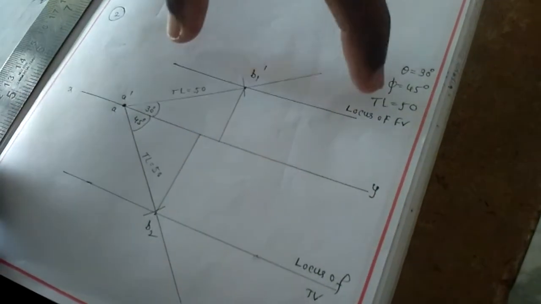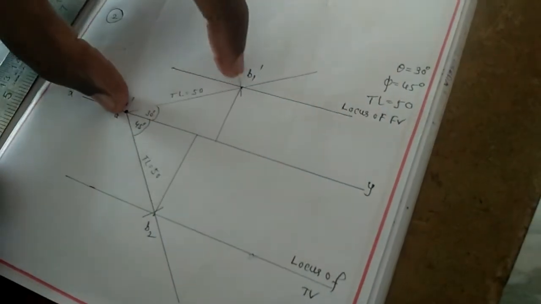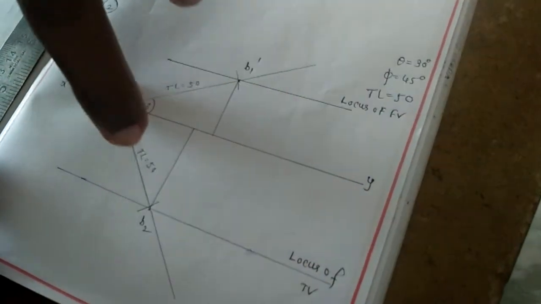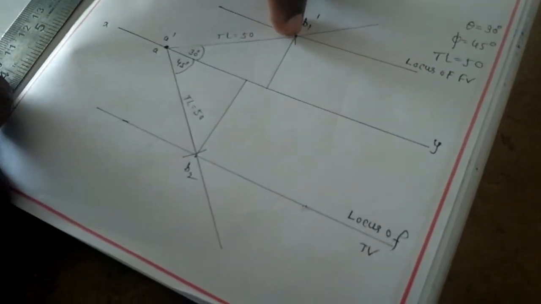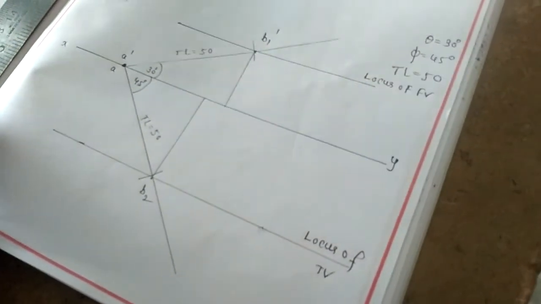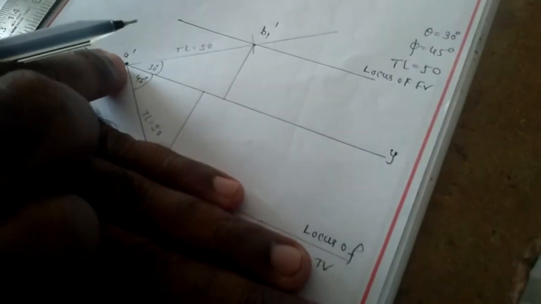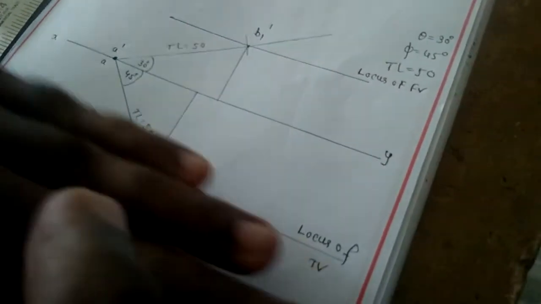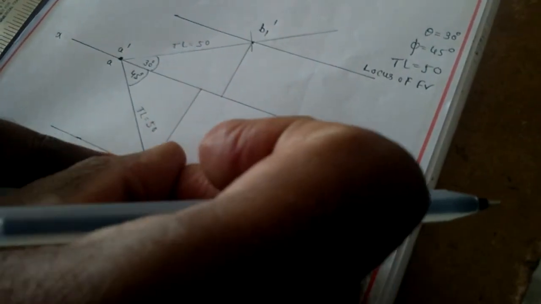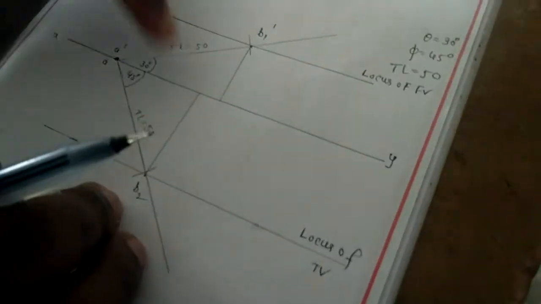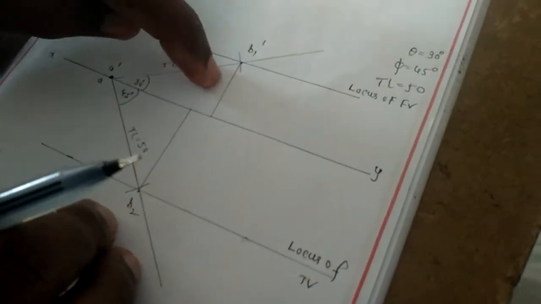Whenever the locus of the point cuts the true length line 50, from the point you got, draw a vertical line towards the top view line. Suppose the top view is here; up to here you would extend it, but the top view is here, so extend only up to here. This is the true length line on the top view side. Then extend the line up to the front view side. Suppose the front view is above here; up to that you extend it.